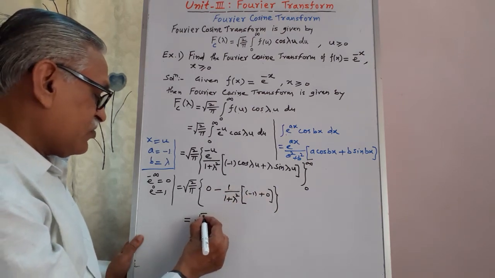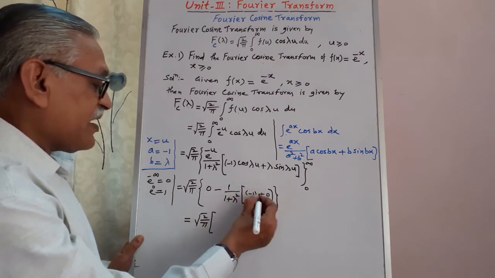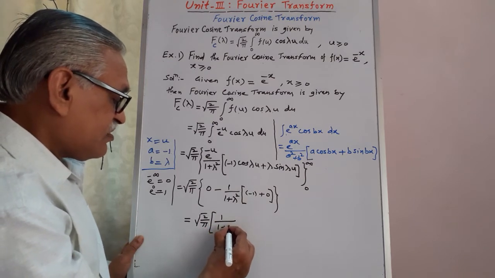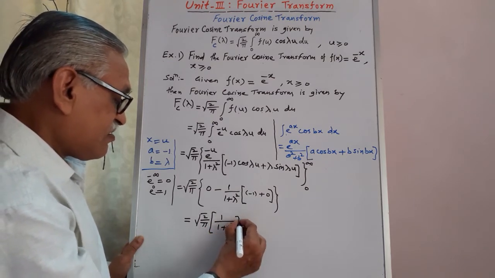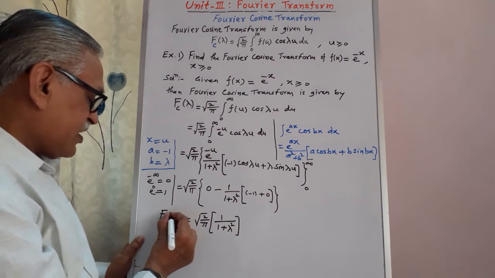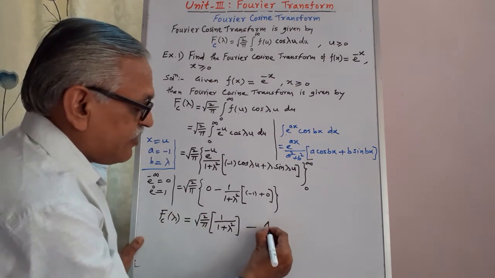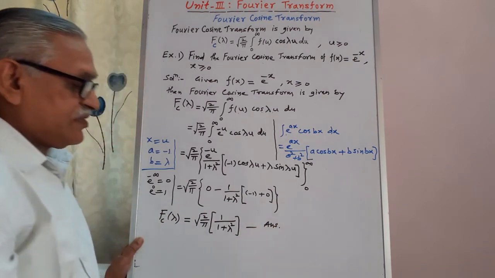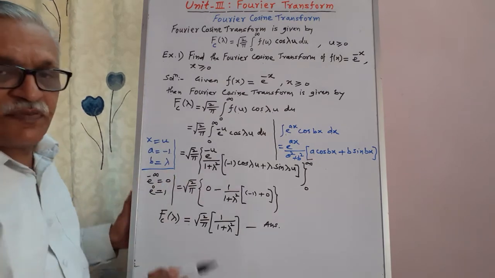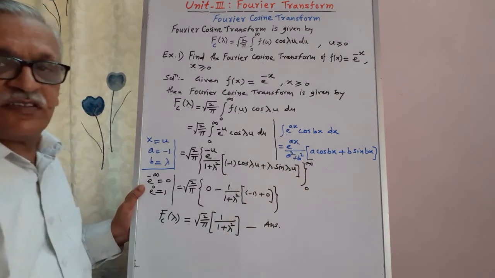We get root 2 by pi multiplied by 1 upon 1 plus lambda square as the required Fourier cosine transform, or the required answer. Again, just three steps. Very simple to perform if we know this standard result.